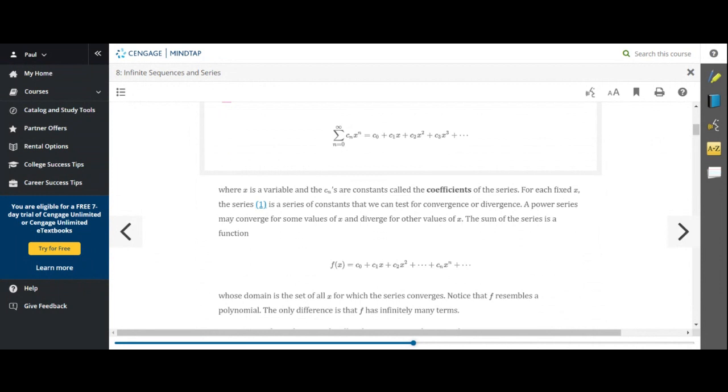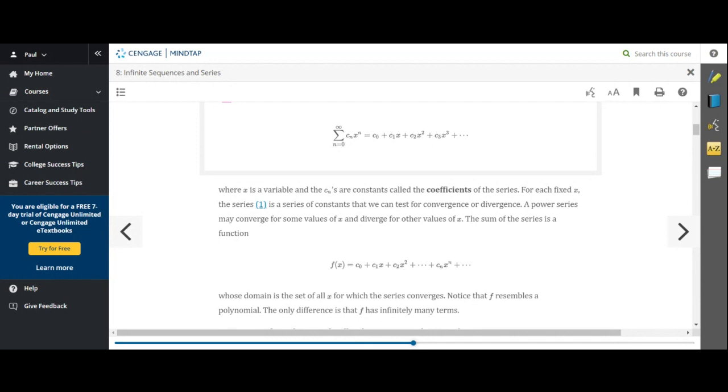The idea is, what if some function of x could be written as a power series? That's really the direction we should go. You're going to learn tomorrow in section 8.6 how to take certain functions and write them as power series. So let's assume that we can take a function and write it as a power series.